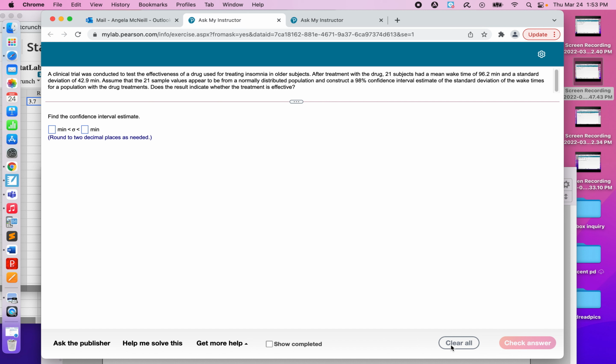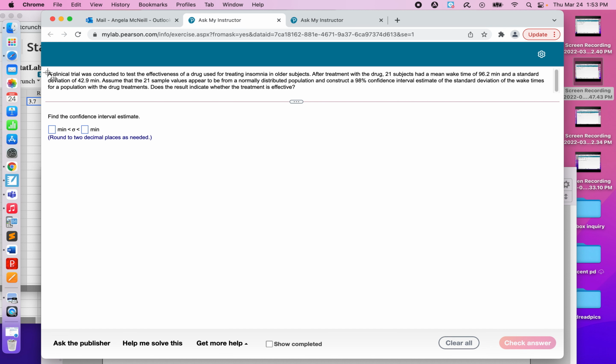test the effectiveness of a drug used for treating insomnia in older subjects. After the treatment with the drug, 21 subjects had a mean wake time of this and a standard deviation of that. Assume that the 21 sample values appear to be from a normally distributed population and construct a 98% confidence interval estimate of the standard deviation of the wake times for a population with the drug treatments. Does the result indicate whether the treatment is effective?